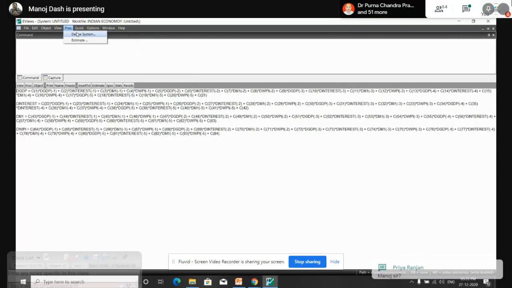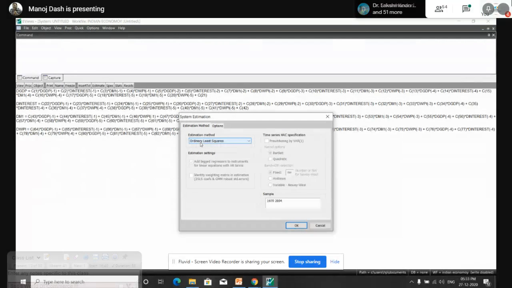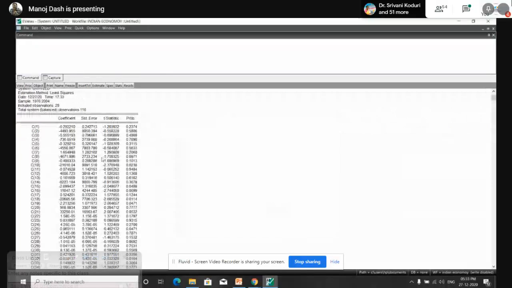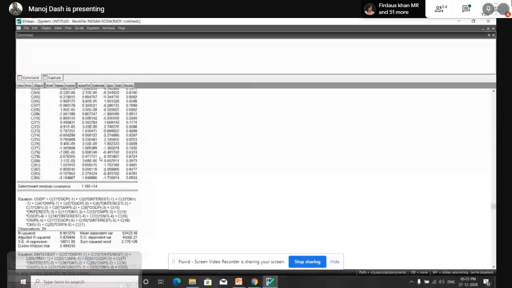Then what is the last one? Define system. Then what will I do? Estimate. In estimate, I want to apply the method OLS. Now I got this result. This is needed in the paper, this output. Clear?